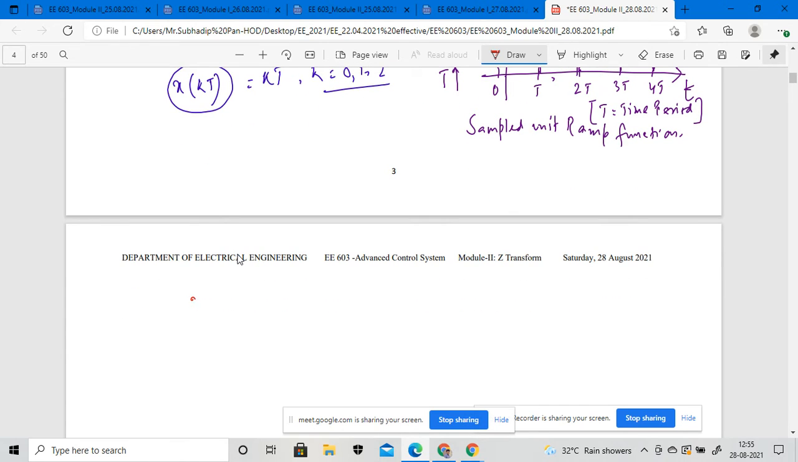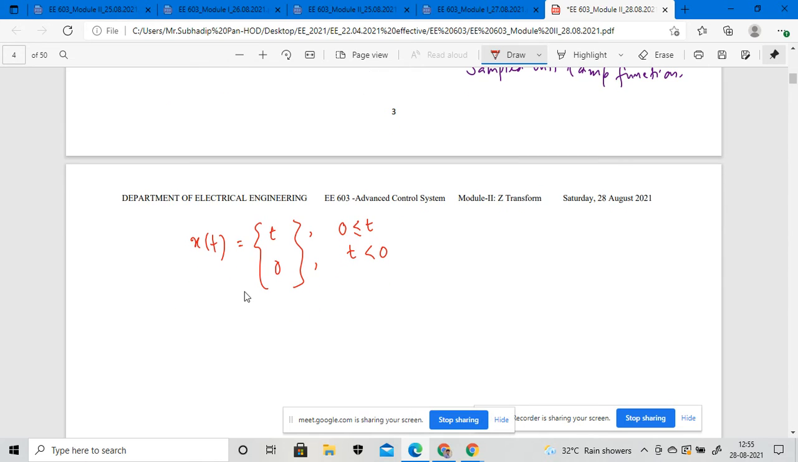Suppose my equation is x of t equals t when t is greater than 0, and x of t equals 0 when t is less than 0, right? And we will also consider that x of kt is nothing but the values at kt, where the k values vary from 0, 1, up to infinity.